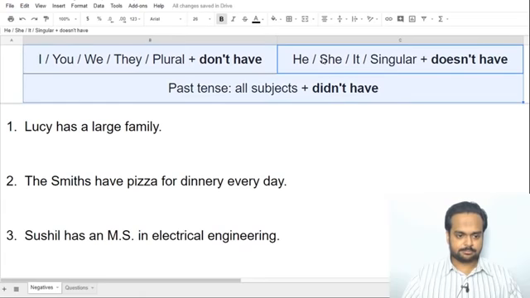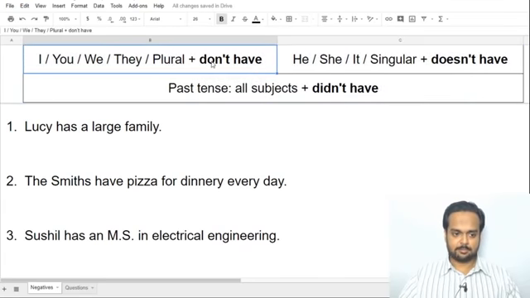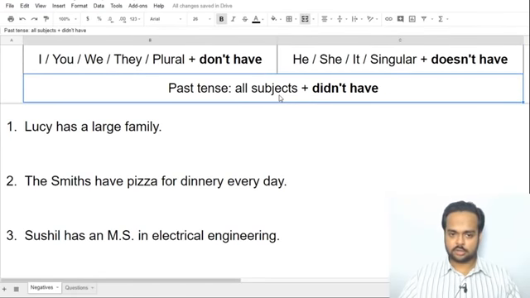Up here on the top, I have the rules for making negatives. I, you, we, they, plural, don't have. He, she, it, singular, doesn't have. Past tense, for all subjects, you just say didn't have.